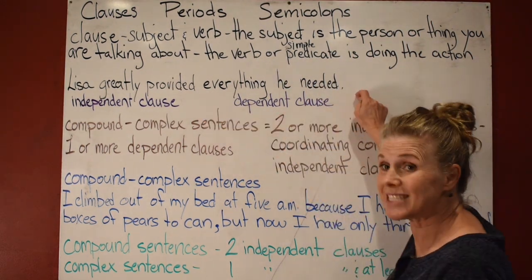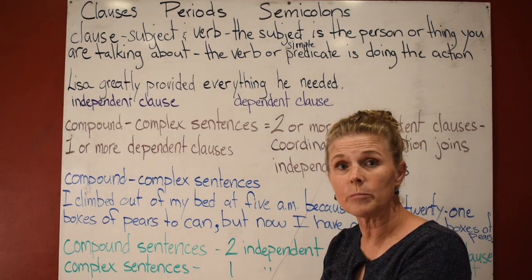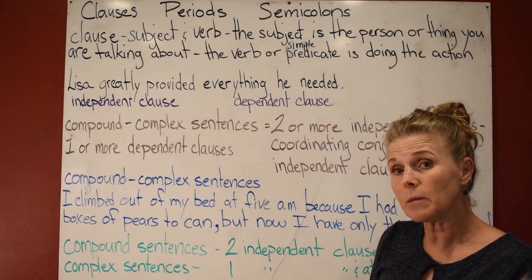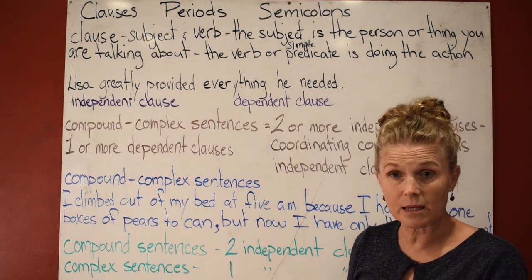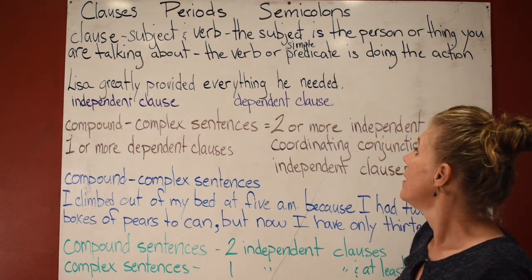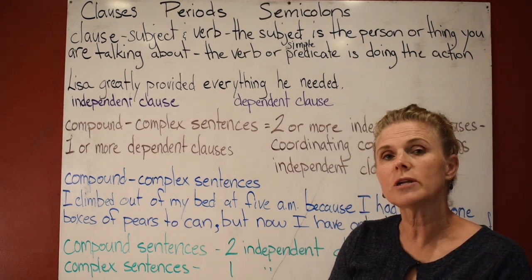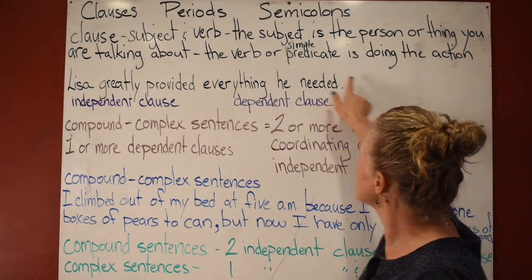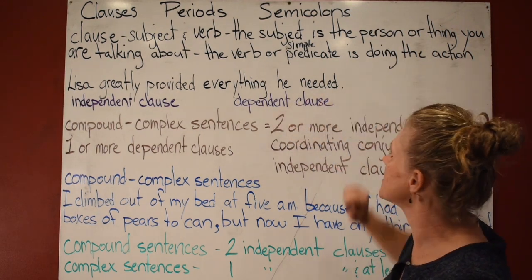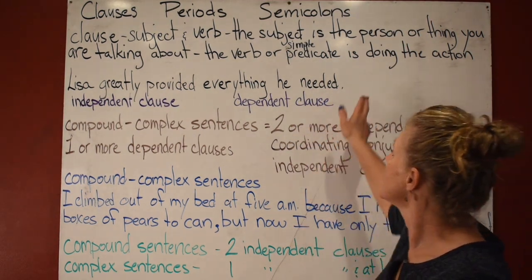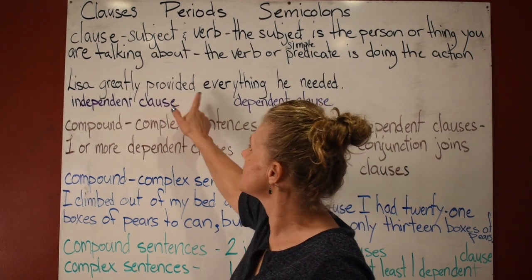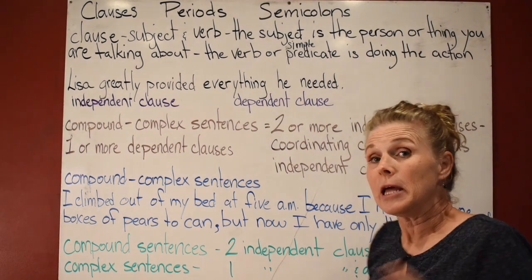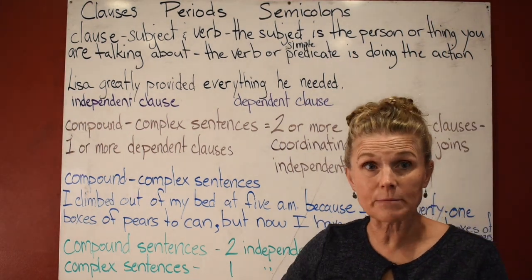See how you can use an entire clause to take up a whole position in a sentence? You can do the same thing as a subject too. You can have noun clauses sitting in a subject, as the entire subject. You can have those type of things. Now, dependent clause, everything he needed. Does that make sense all by itself? It doesn't. So that means it needs to sit with an independent clause. Lisa greatly provided.